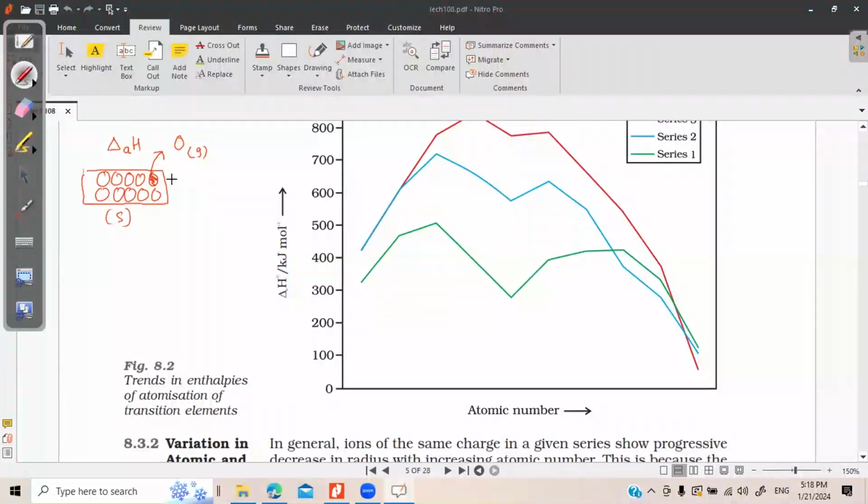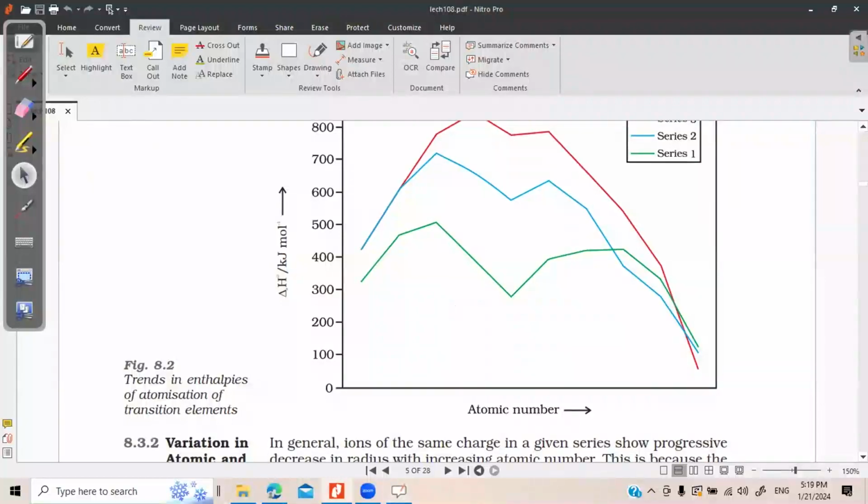Now, definitely, if the metallic bonds are stronger, I have to give more enthalpy of atomization. We have seen the same trend here. Now, see, the metallic bonds increase here, so enthalpy of atomization increases. Once the number of unpaired electrons decreases, metallic bonds become weaker, and hence what we find, the atomization energy is also decreasing. So this is a trend which is again similar to that of metallic bonds.